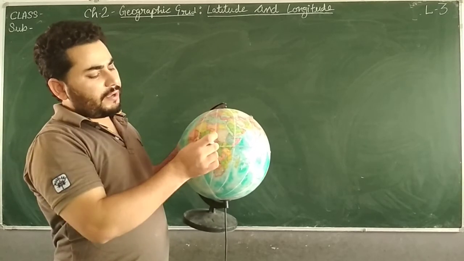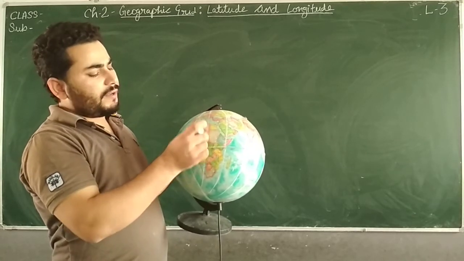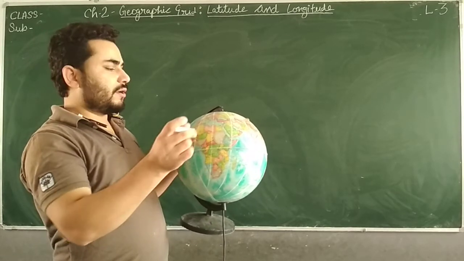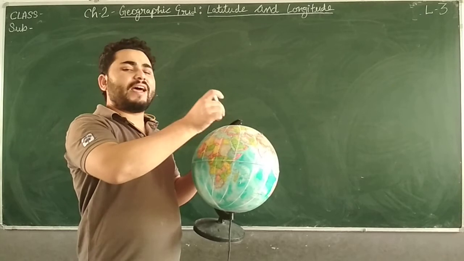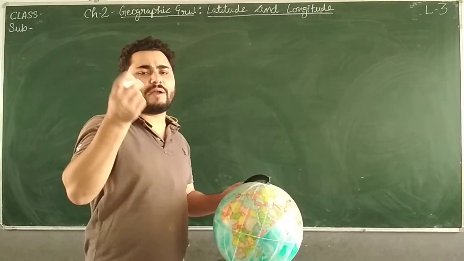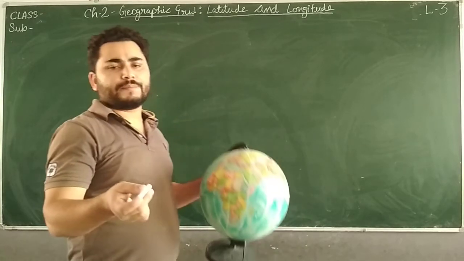But the time will be the same. Here you will receive the maximum light of the day at 12 o'clock, so it will be noon, right? Here also you will receive the maximum light for the day, and that time when you receive the maximum light of the day is called noon only.